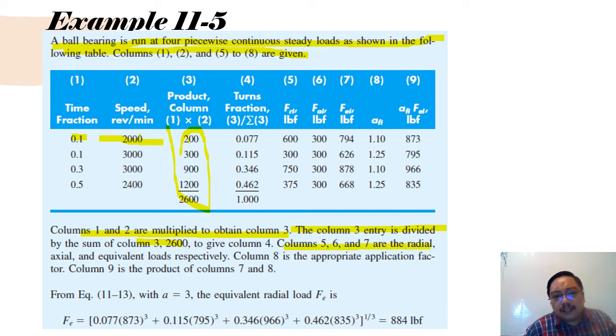Columns 5 and 6 are the radial, axial and equivalent load. Column 8 is the proper application factor. Column 9 is the product of column 7 and 8. The application factor is 3, the radial load is Fe, and then you get the equivalent load, which is 84 pounds.